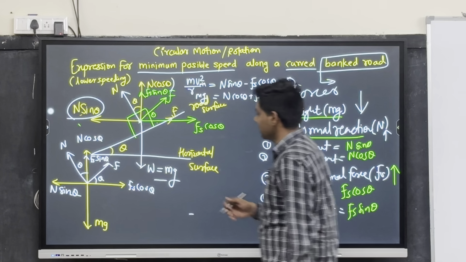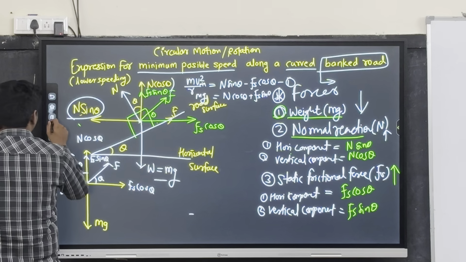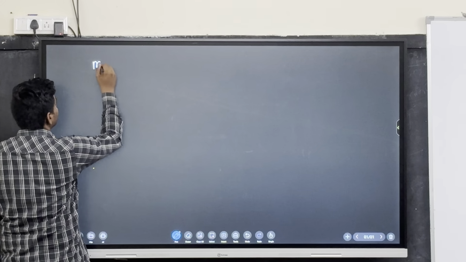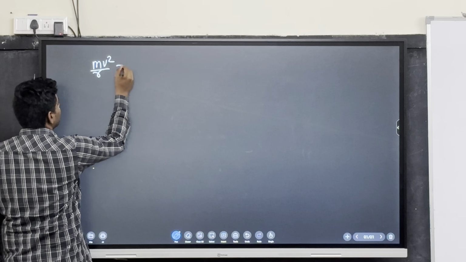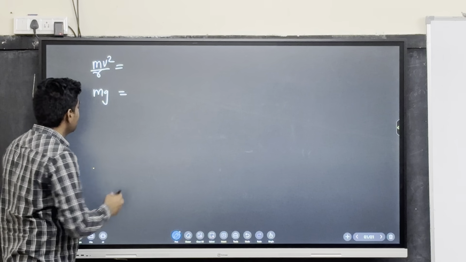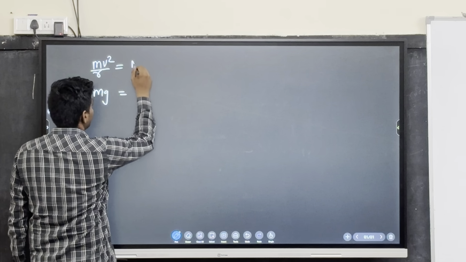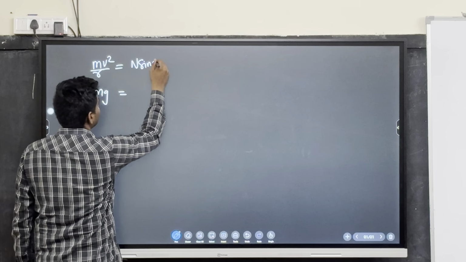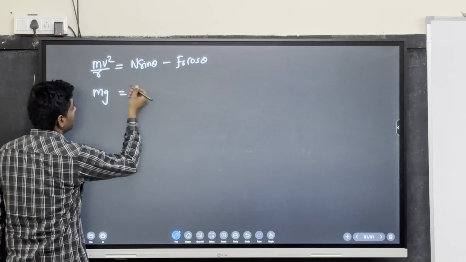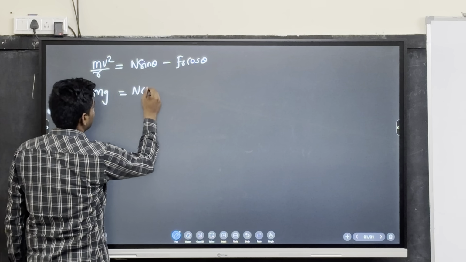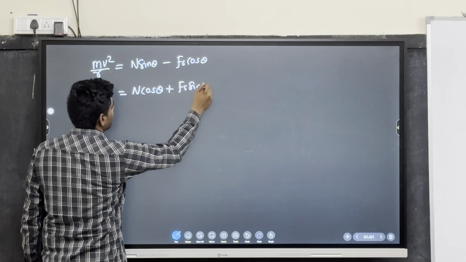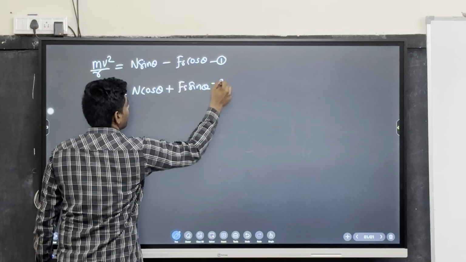So next we go for completing the derivation. The derivation is very easy. mv square upon r is equal to N sin theta minus fs cos theta, and mg is equal to N cos theta plus fs sin theta. Make them equation first and equation second.